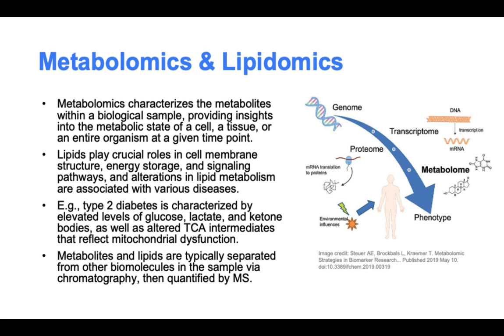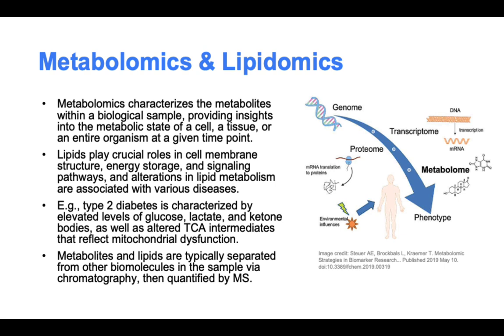And similarly, the quantification of these larger molecules is primarily done with mass spec again. So metabolites and lipids are also measured in this way, where they're first separated out by some chromatography method and then measured through mass spec.